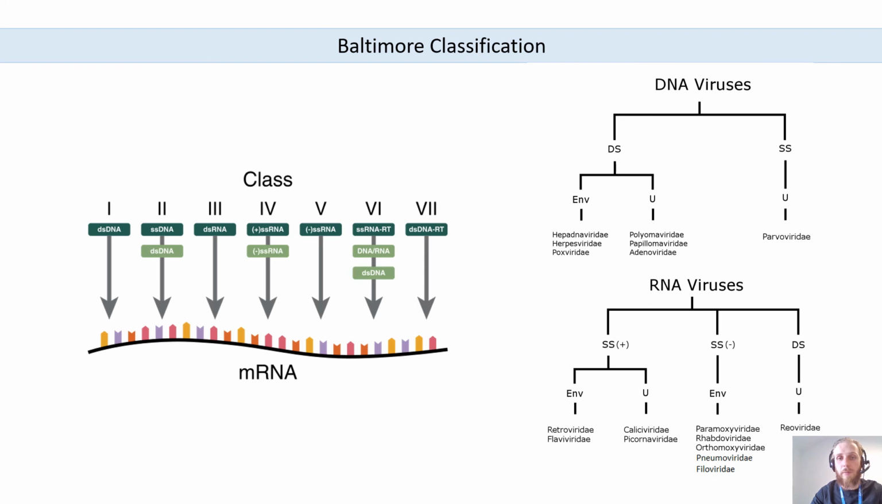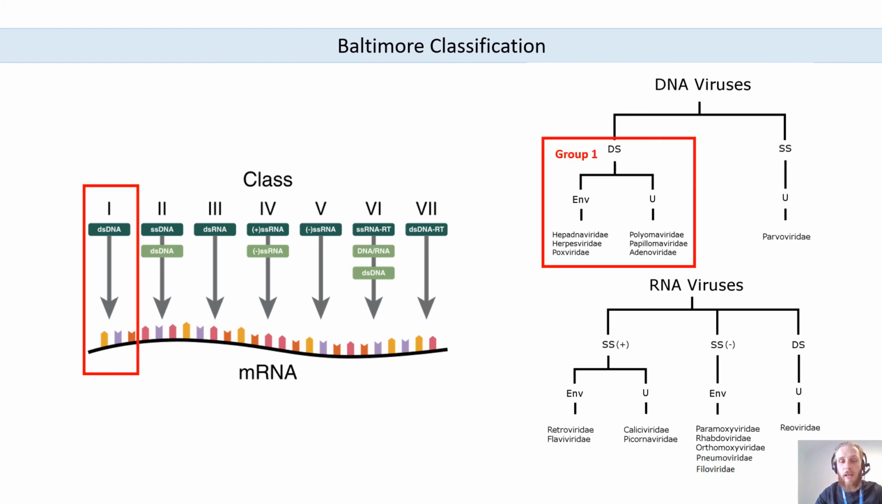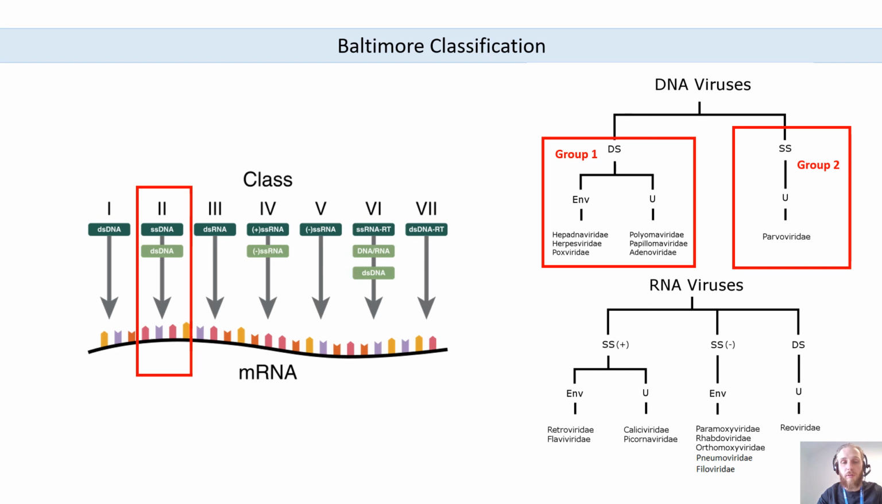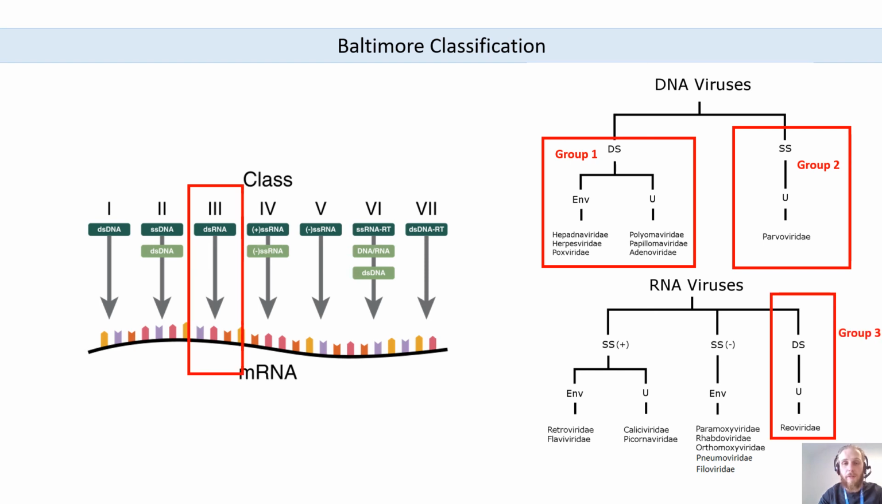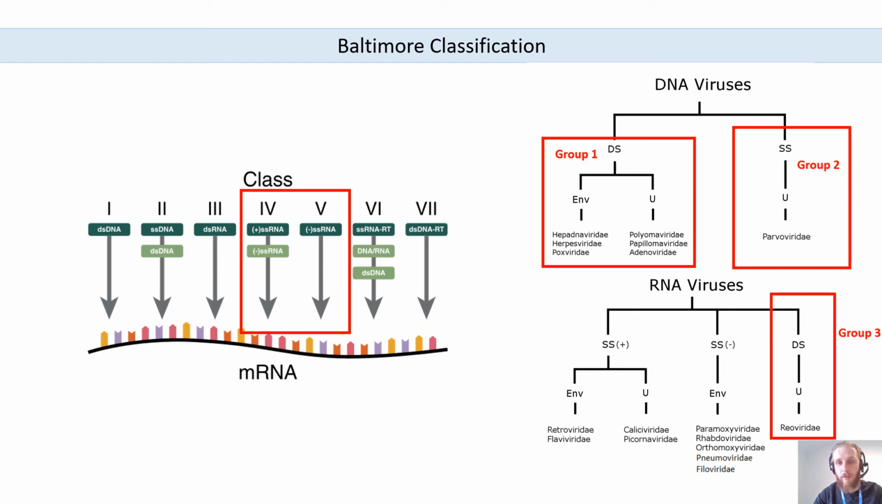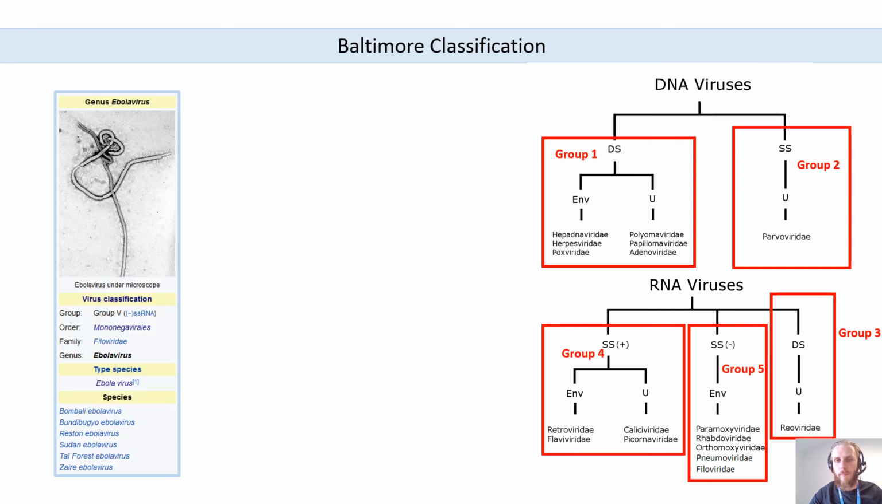And again, as we've said, there's a significant overlap between Baltimore classification and phenotypic classification, because Baltimore classification is dependent upon how viruses express their genome, and how viruses express their genome is very closely linked to the type of genome that a virus has. Hopefully that's clear from the slide, so we can see how these groups overlap significantly.